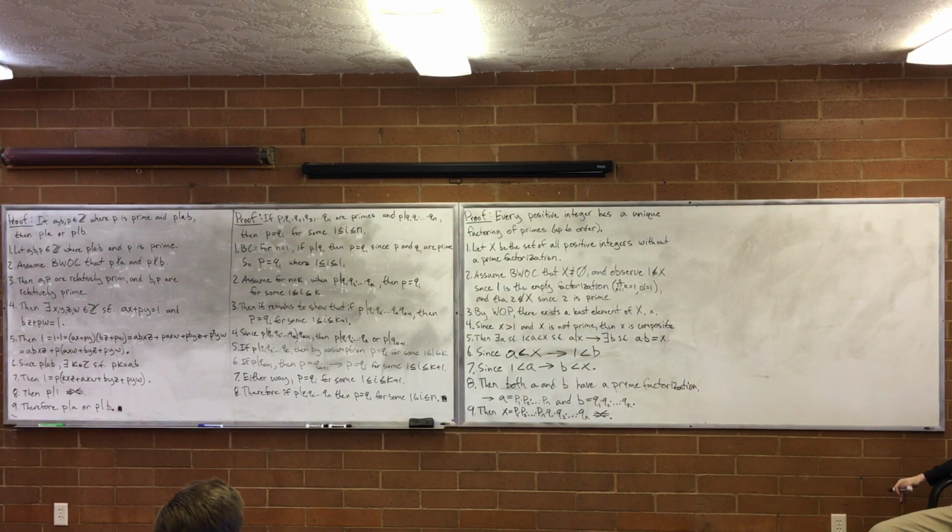Remember, x was the smallest positive integer that didn't have a prime factorization. We found two integers a and b that were smaller than x, so they had to have a prime factorization, and it just turned out that their product was x. So multiply the prime factorizations together, you get x. You see the contradiction? Okay, so we proved the existence part. Now we need to prove the unique part.